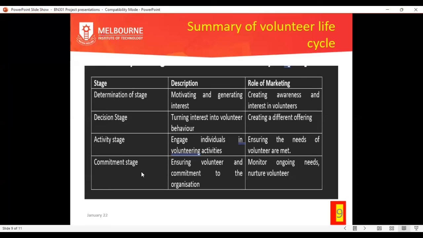Then it will be a commitment stage, where volunteers will commit, ensuring volunteers' commitment to the organization, how the organization will be committed, and how it will be done. Then what will be the role of marketing? It will monitor ongoing needs, nurture volunteers. So it will see what are the needs of the volunteers, are they met or not.